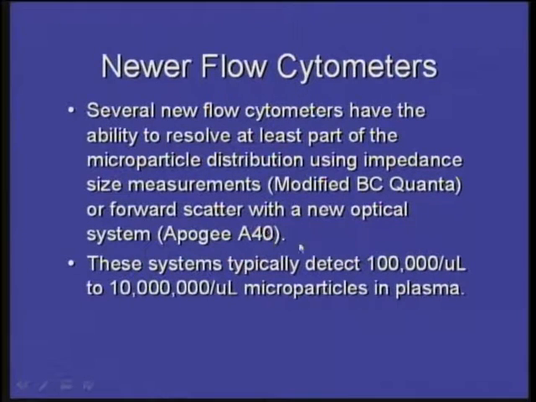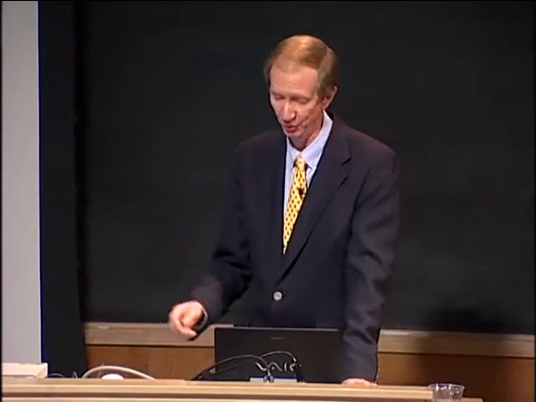So there are some new flow cytometers that have come out designed to look at little things. One is a modified Beckman-Coulter Quanta, and another one that we've gotten is an Apogee called the Apogee A40. These systems typically detect about 100,000 to 10 million microparticles in plasma rather than 1,000 per microliter. So roughly speaking, when you're using the LSR2, you're off by about 1,000-fold. It isn't like 10% or 50% or twofold. We're off by maybe 3 orders of magnitude.